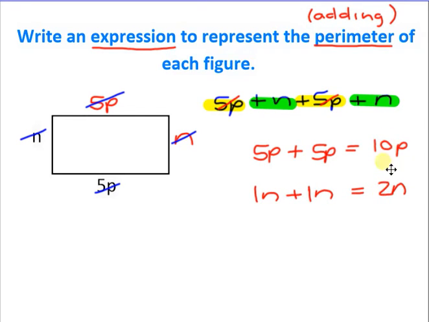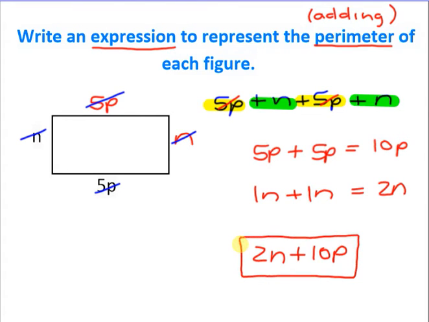Now I've got to take these two and put them in alphabetical order: M, N, O, P. So the n comes first. So your answer is 2n plus 10p. And that's your answer.